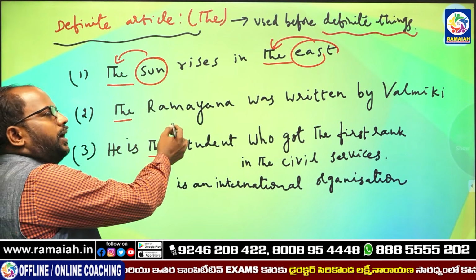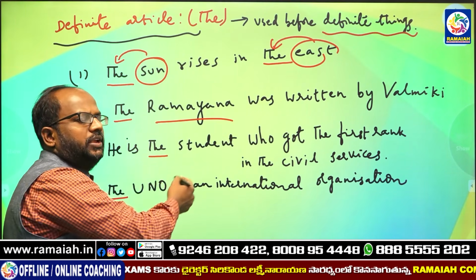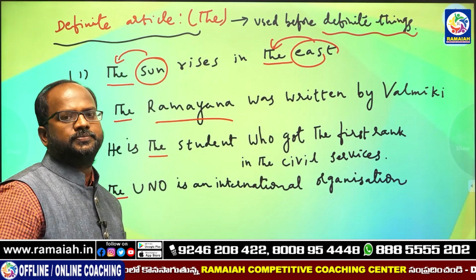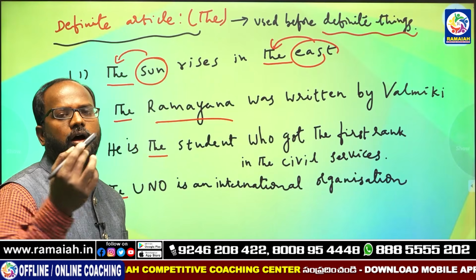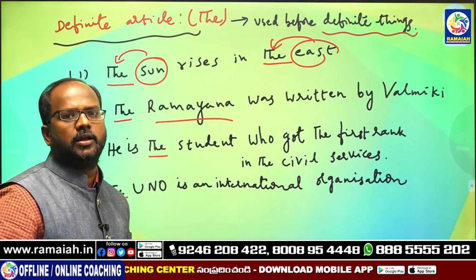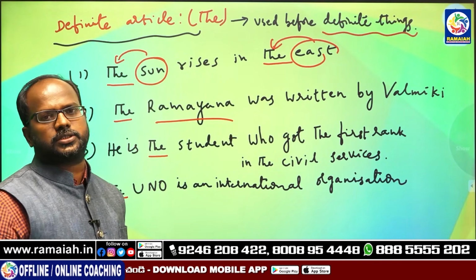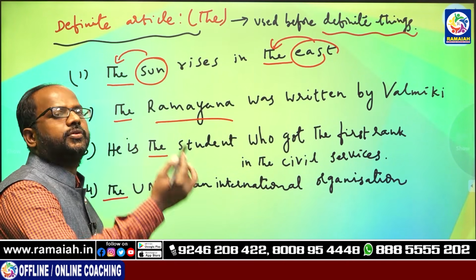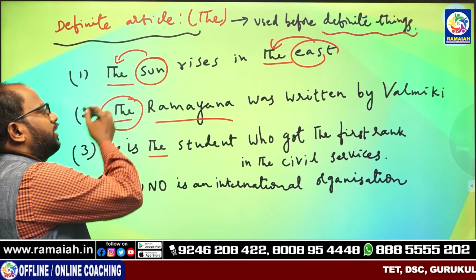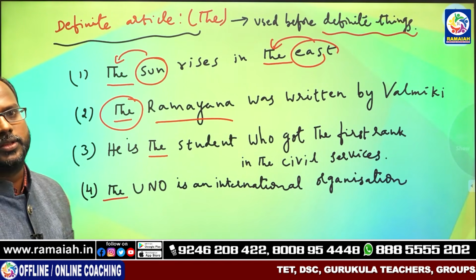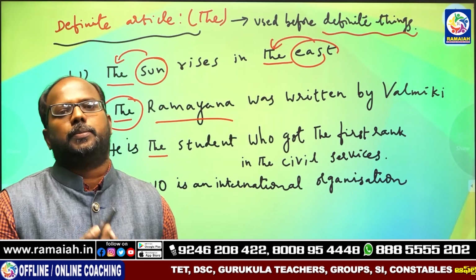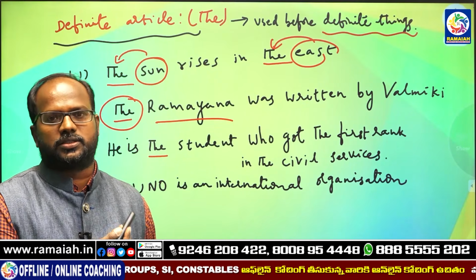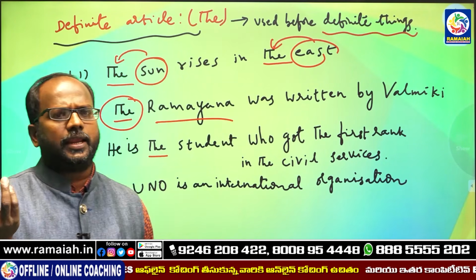Definite article. Ramayana is a holy doctrine, a holy book. If it is a holy doctrine like Ramayana, Mahabharata, the Bible, Quran, Adi Granth, Zend Avesta, Tripitakas, any text, any doctrine, religious or holy doctrine, before them we use the definite article the. The Ramayana, the Bhagavad Gita, the Vedas, the Bible, the Quran, the Tripitakas, the Ashtanga Margas, the Zend Avesta.